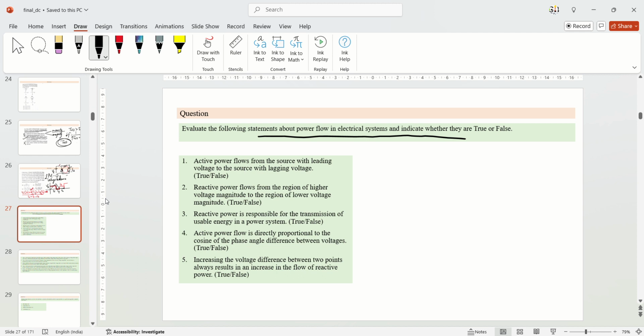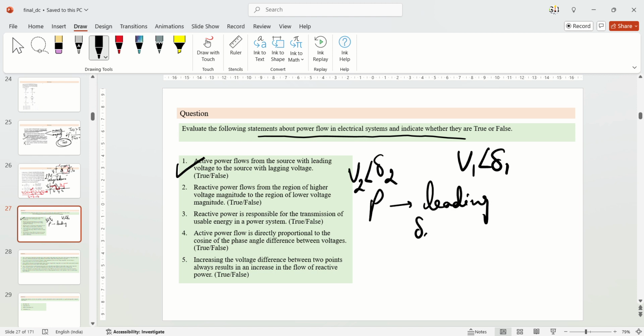It is saying that the active power flows from the source of the leading voltage to the source of the lagging voltage. That is actually true, because if you can see the higher power angle, suppose delta 2 is higher, V1 angle delta 1 and V2 angle delta 2. If the inductive component is more in the transmission line, that is always true. So the power flows from the leading angle to the lagging angle, suppose delta 2 is greater than delta 1.